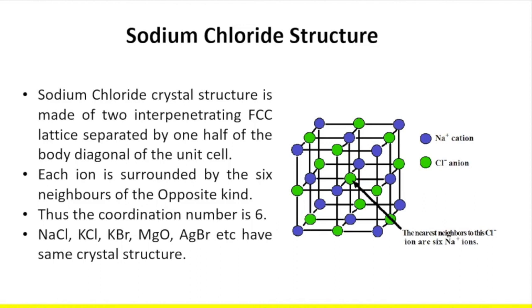So as you can see here, the nearest neighbors to the chlorine ion are the six sodium atoms. So these are six sodium atoms. That is why the coordination number for the sodium chloride structure is 6. Along with sodium chloride, potassium chloride, potassium bromide, magnesium oxide, and others have the same crystal structure.